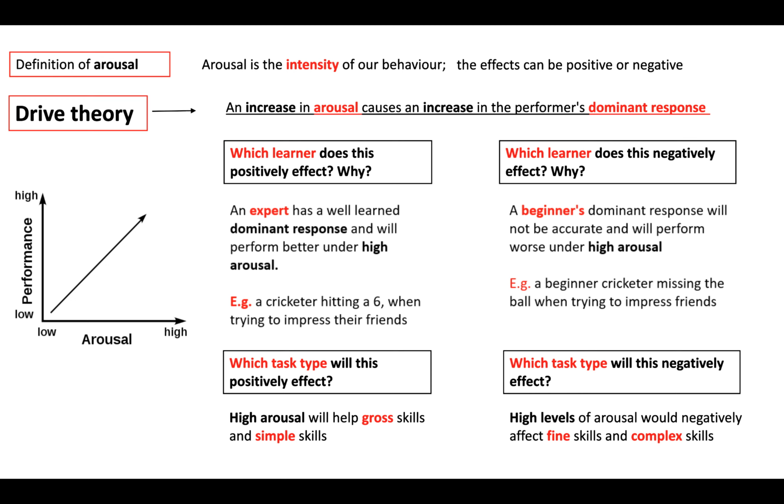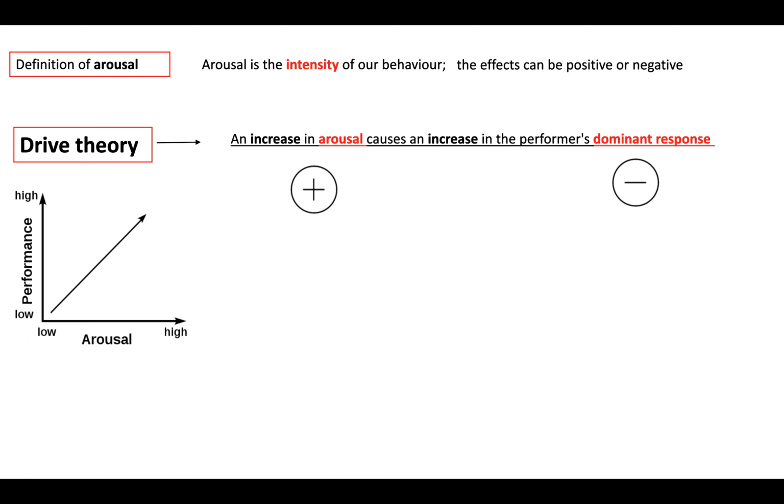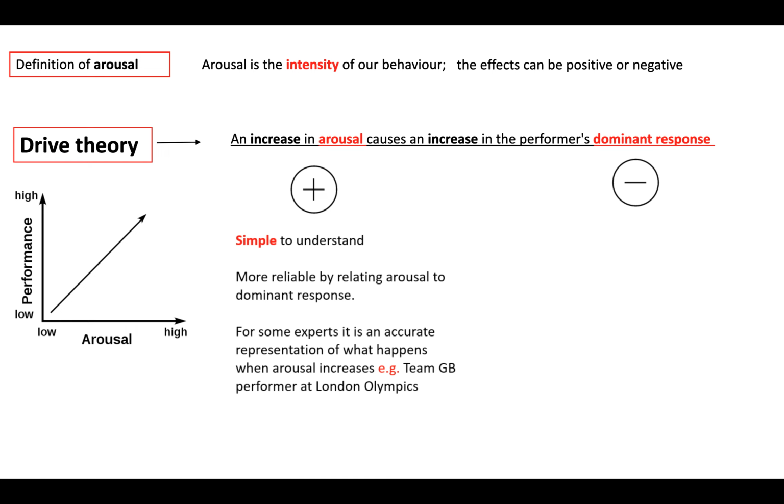Now what we need to know are the positives of this theory and the negatives, or the advantages of this theory and the disadvantages. Well, first of all, it's simple to understand. As arousal increases, so does performance of dominant response. It's more reliable by relating arousal to dominant response. So this dominant response part is really important, because stating as arousal increases, so does performance is really basic, because of the fact that we have beginners that don't have well learnt dominant responses. And then for some experts, it is an accurate representation of what happens when arousal increases.